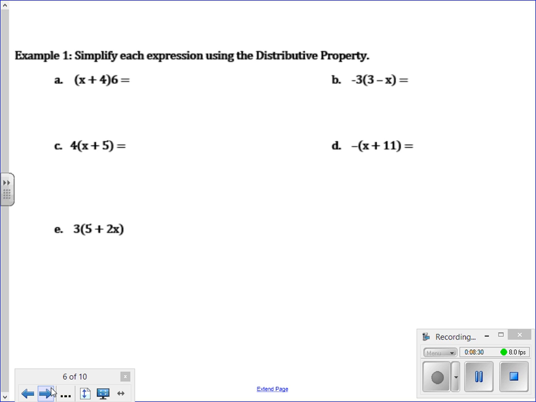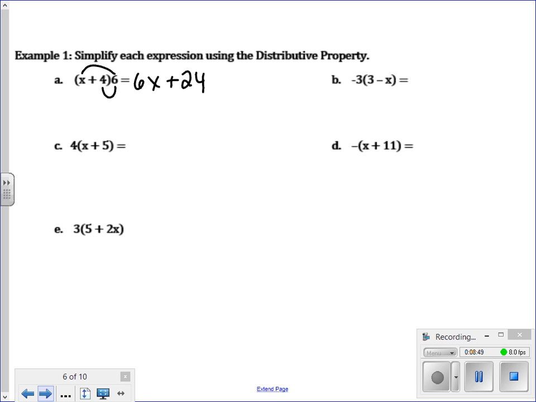All right, if you needed help with these examples, here's an explanation of how to do A through E of example 1. Here I'm distributing the 6 to both terms in this set of x plus 4. So I take 6 times x, which is 6x, and 6 times 4, which is plus 24. That's your answer for A.